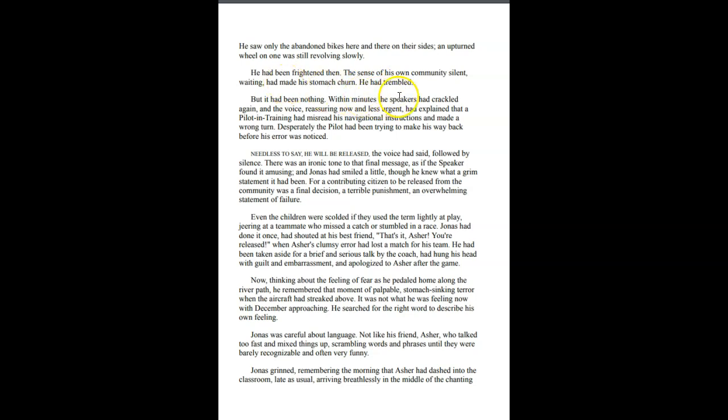Within minutes, the speakers had crackled again, and the voice, reassuring now and less urgent, had explained that a pilot in training had misread his navigational instructions and made a wrong turn. Desperately, the pilot had been trying to make his way back before his error was noticed.